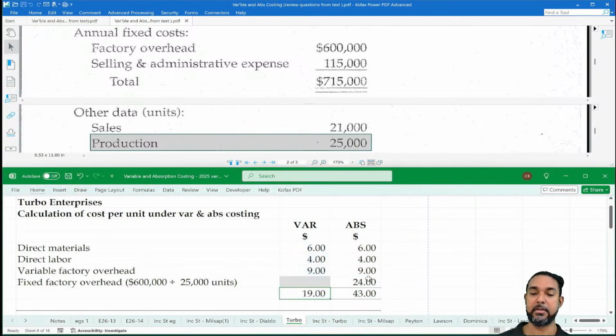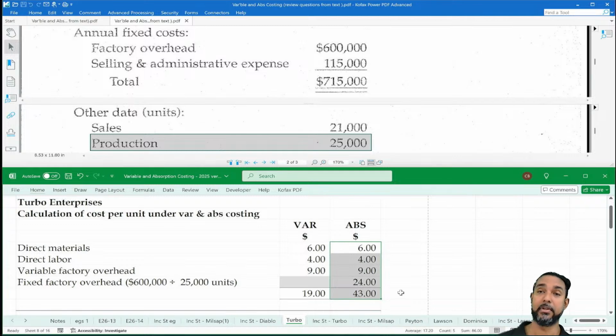So you could see how much of a difference the inclusion or exclusion of the fixed production cost, fixed factory overheads, plays. It can play a lot, especially if the figure is large. This 24 was more than the entire variable cost per unit. We more than doubled it. So 19 by 2 is 38, so now it's at 43.